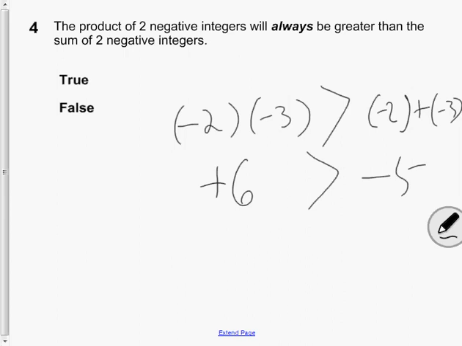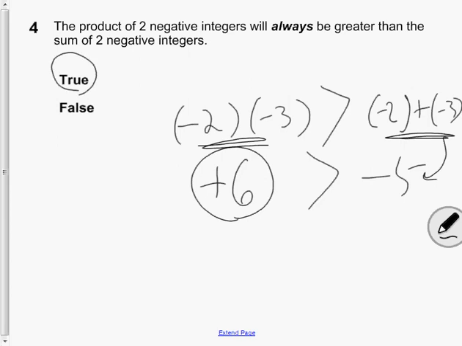So you will always have a positive product when you multiply two negatives, and you will always have a negative sum when you add two negatives. Therefore, the product will always be greater than the sum.